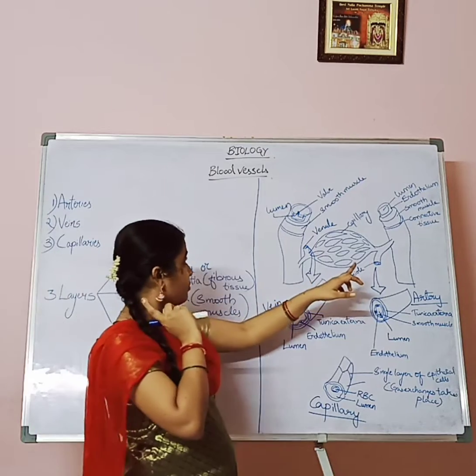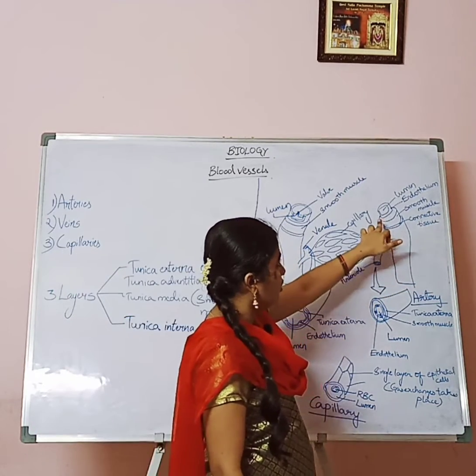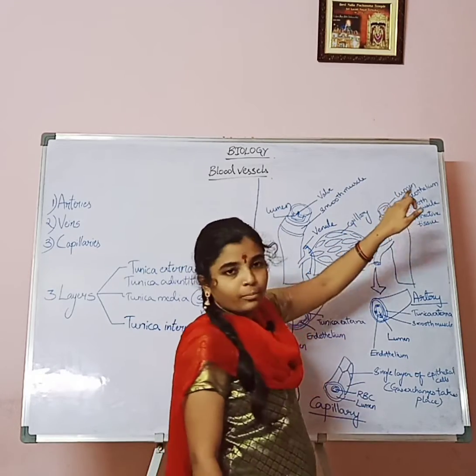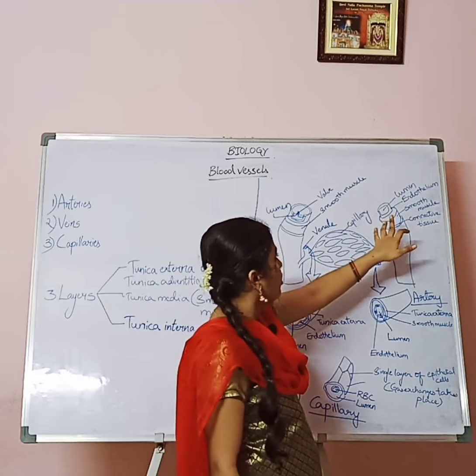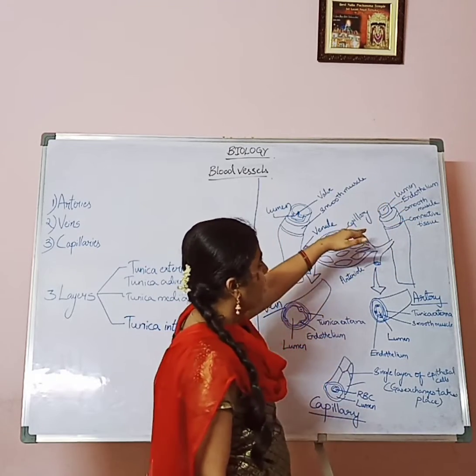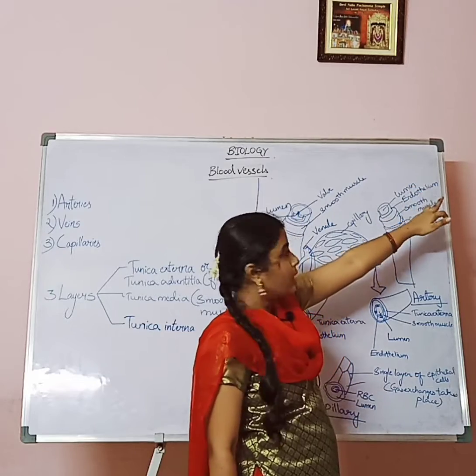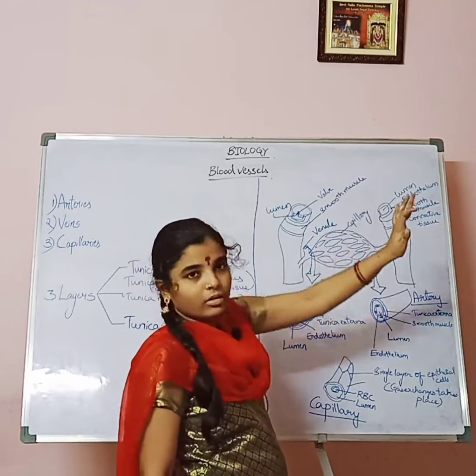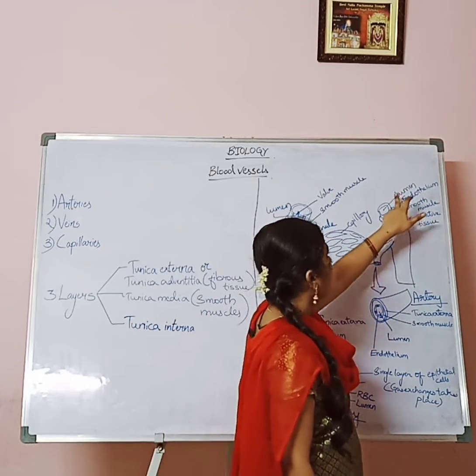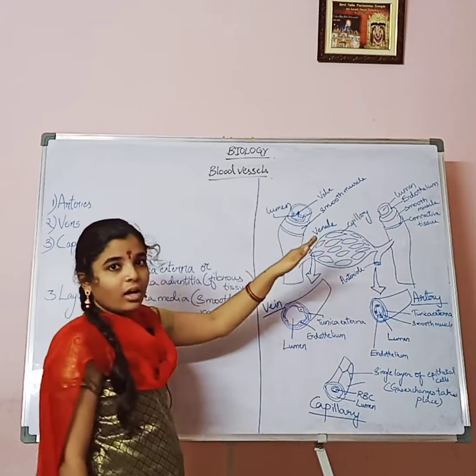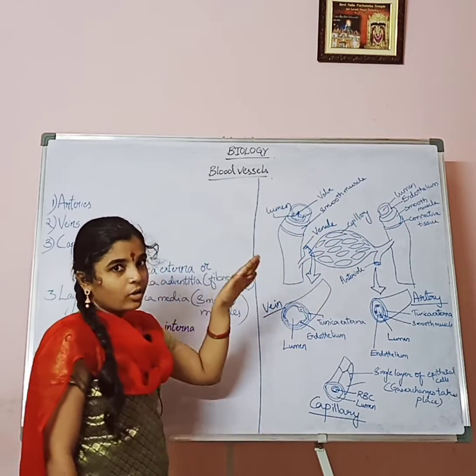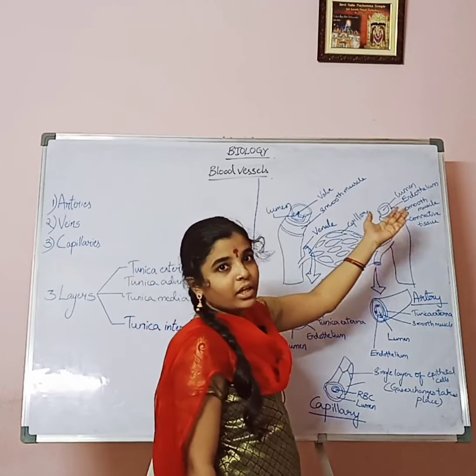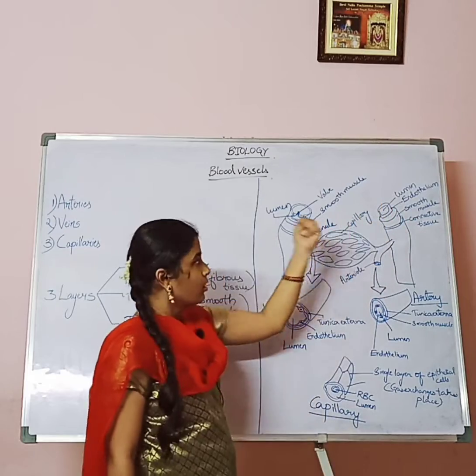Coming to the diagram, the inner region of the artery consists of the lumen. Lumen means the empty space through which the blood flows. This lumen is covered by the endothelium, which consists of endothelial cells. Squamous epithelial cells are present on the lumen. They protect the anticoagulant enzymes, and act as a barrier between the vessels and the tissues.